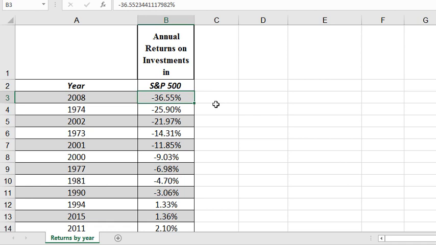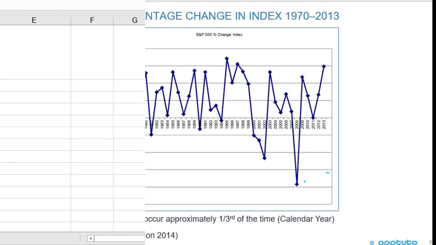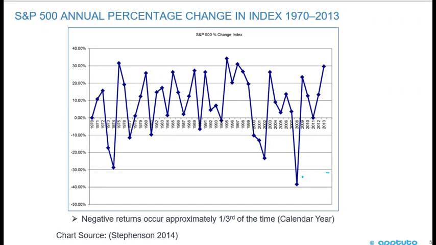Then we can create our ranges, 0 to 10% positive, 0 to negative 10%, and then we count the number of observations that fall within each of our ranges. From that, we then create the graph, which is the histogram. So just a quick look back at our chart again. You can see here was our 2008, and from that data that we downloaded into Excel, it's really easy to understand that was a negative 36.55% return for that year, and that's a calendar year.